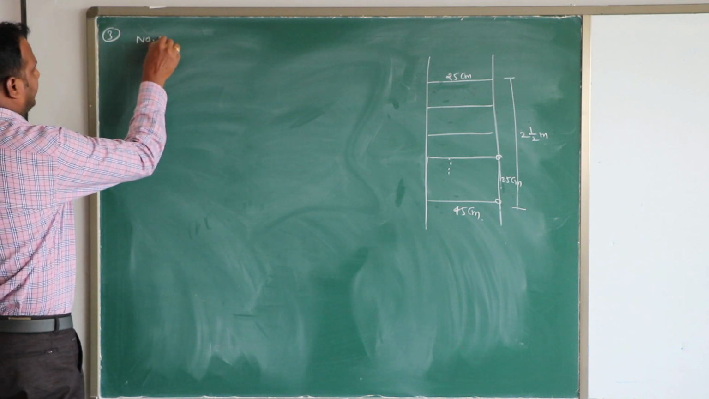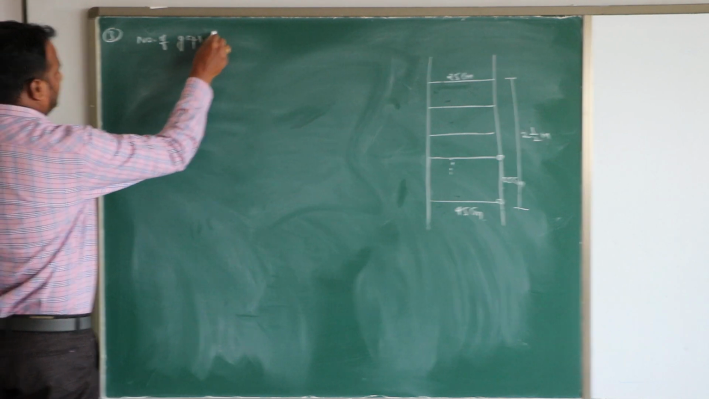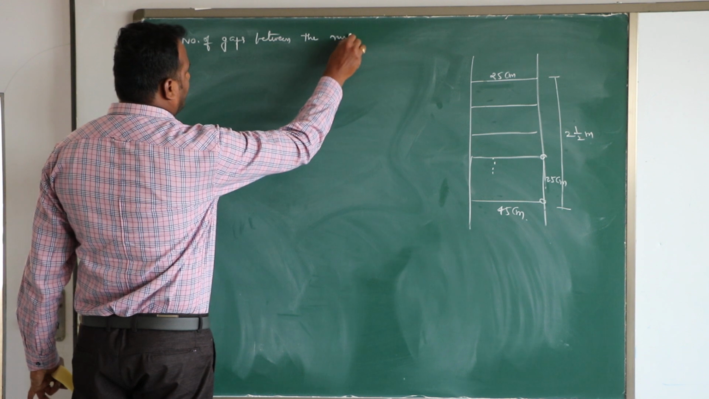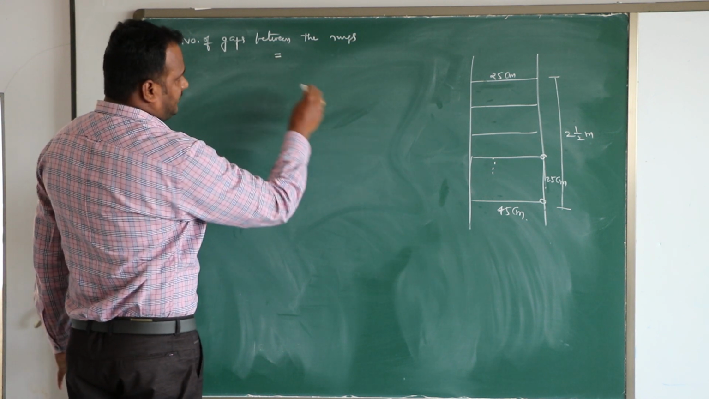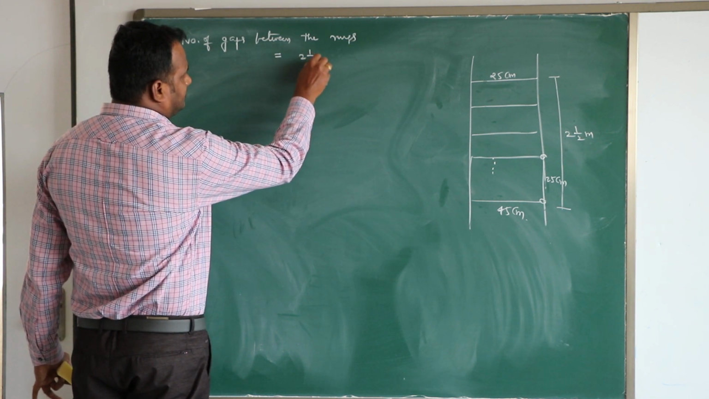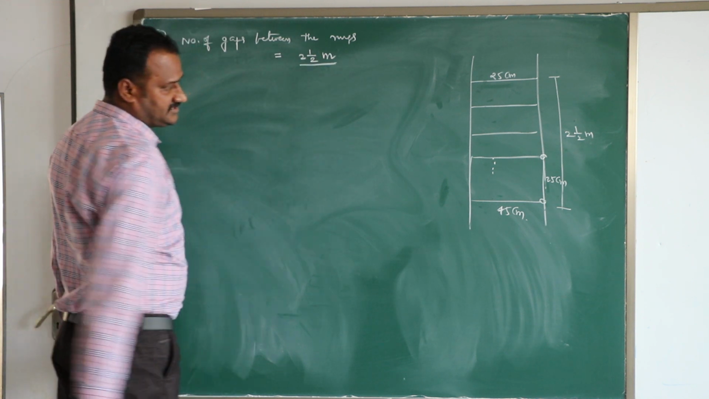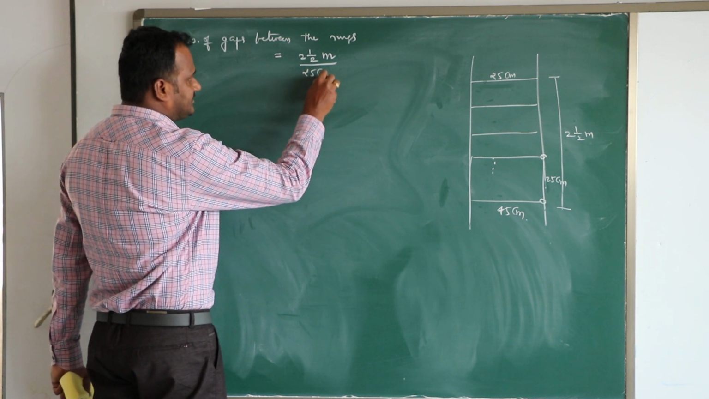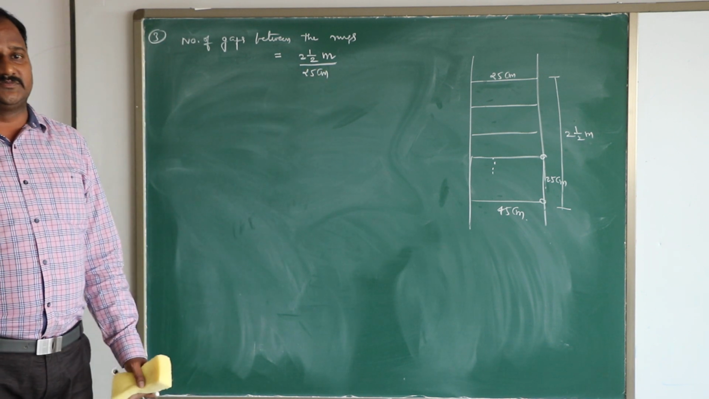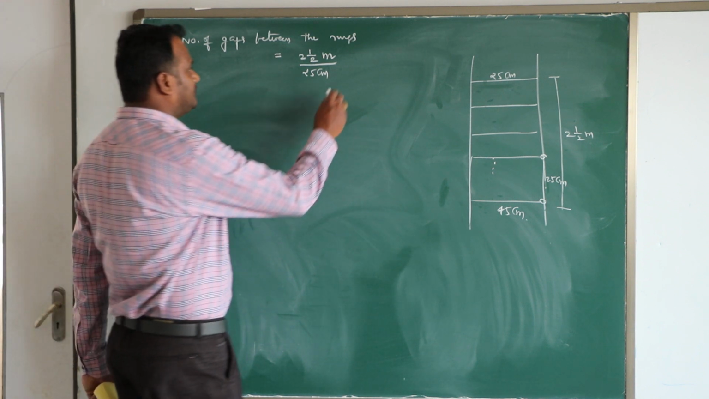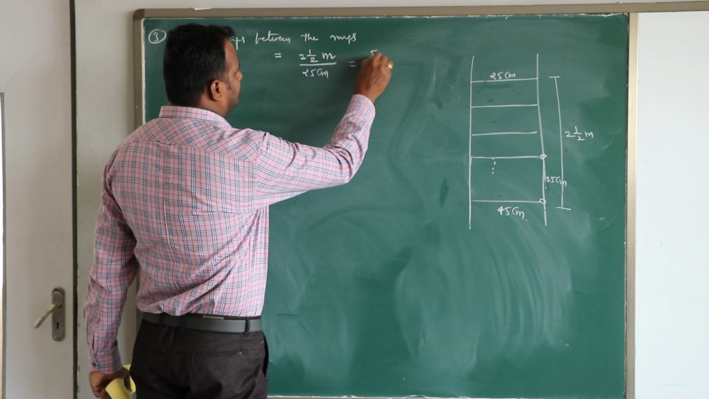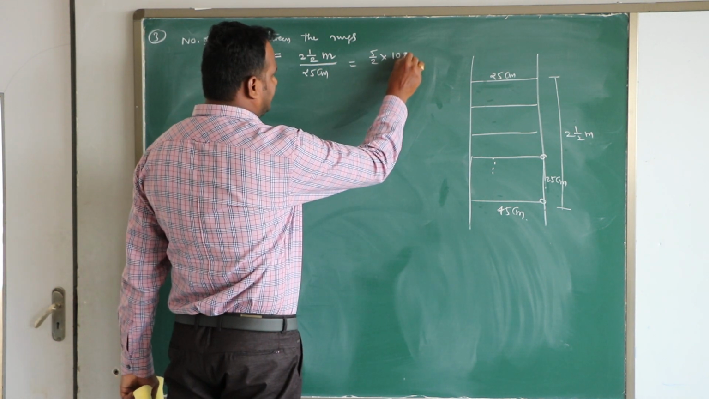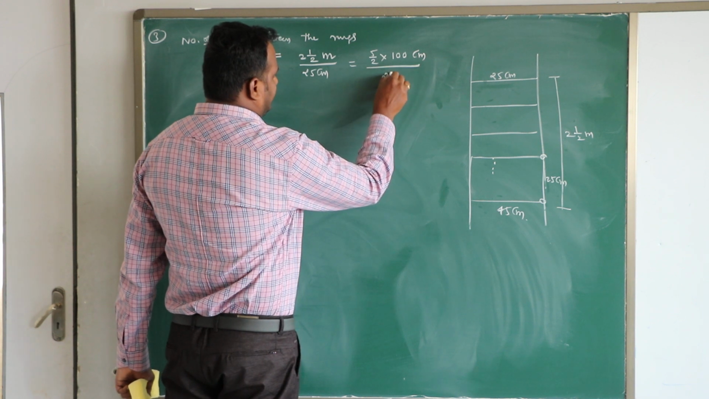So number of gaps between the rungs is equal to the distance from the first rung to the last rung, 2.5 meters, divided by the distance between 2 consecutive rungs, which is 25 centimeters. Make sure that both of them are in the same units. 2.5 is equal to 5 by 2, right? And moreover, 1 meter is equal to how many centimeters? 100 centimeters, divided by 25 centimeters.